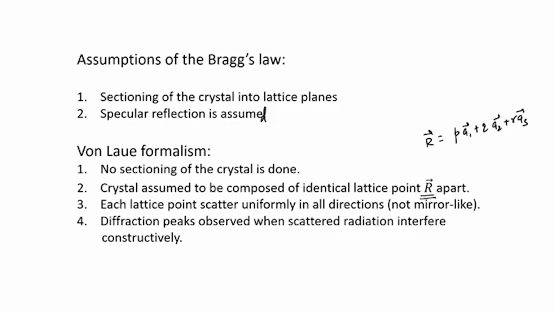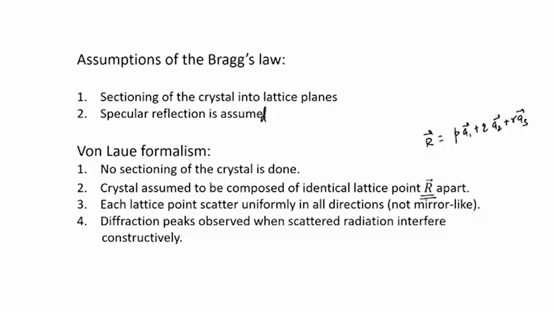When you go from one lattice point to another, it constructs the entire crystal. So the crystal is simply two points which are at a distance r apart, and we do not section it into planes, and neither is specular reflection assumed. Each lattice point, instead of acting like a mirror, scatters uniformly in all directions, not mirror-like, right.